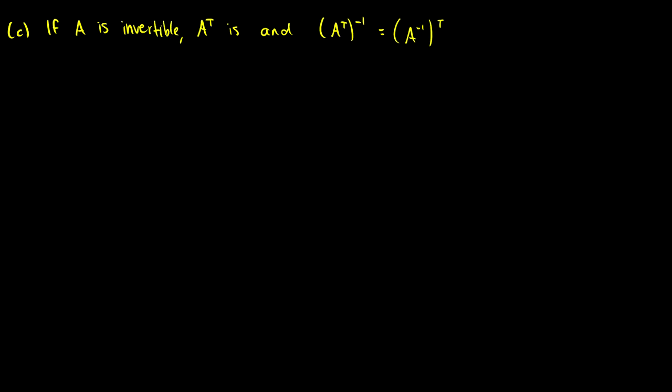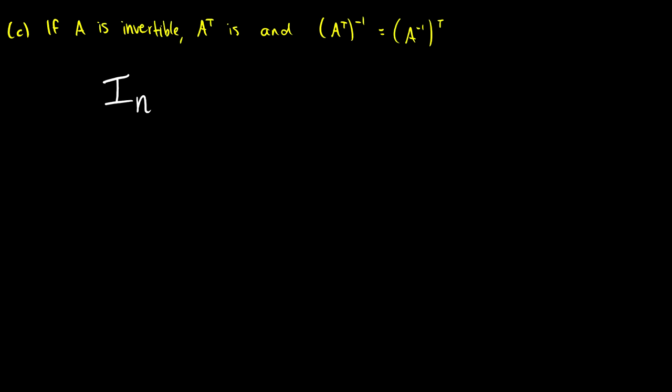Finally, if A is invertible, then the transpose of A is invertible, and the inverse of the transpose is the transpose of the inverse. So we're going to prove this a little bit differently. So it's pretty hard to work with these transposes and inverses right off the bat. So we're going to start from the other direction. We're going to say, okay, we want to end up at the identity matrix, so let's start there.